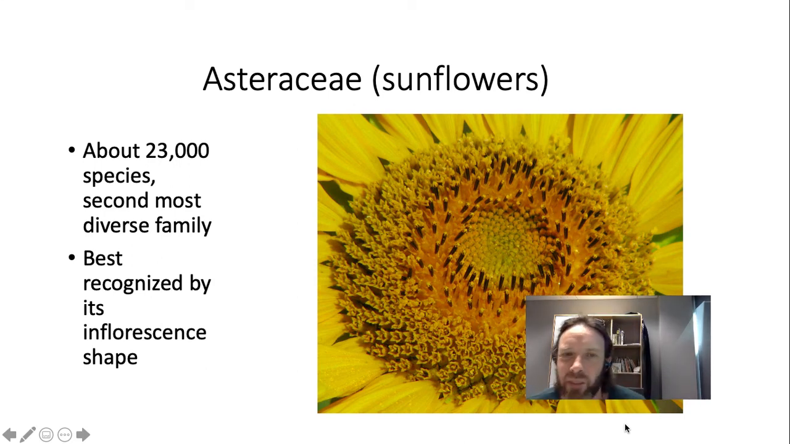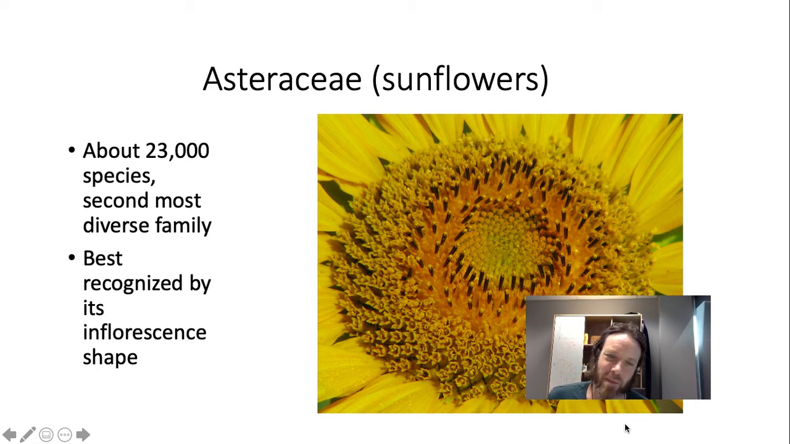So this is a family that we've already talked about a little bit in class. This is the Asteraceae. Important family to get your head around. I think people are already partially there. We covered this in the lab last week. So it's the second most diverse family on the earth of flowering plants, of all plants. About 23,000 species, maybe a little bit more, probably more than the legumes.